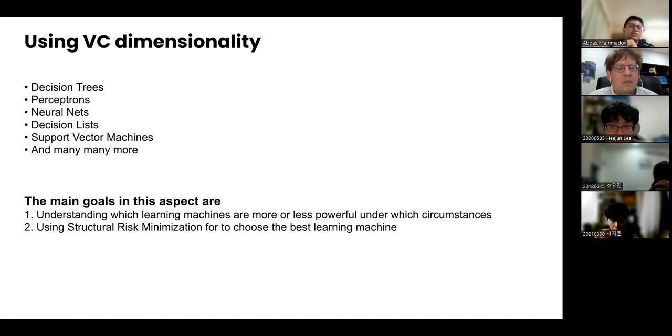And there are different ones as well, and the main current usage is in neural networks and SVMs, support vector machines. The main goals in those aspects are understanding which learning machines are more or less powerful under which circumstances. And we should also use structural risk minimization for choosing the best learning machine among all of them by finding the VC dimensionalities.